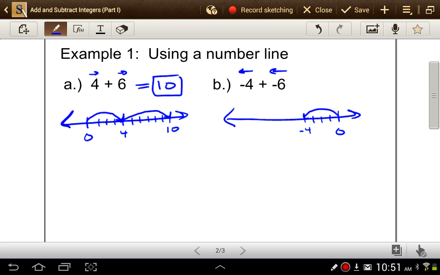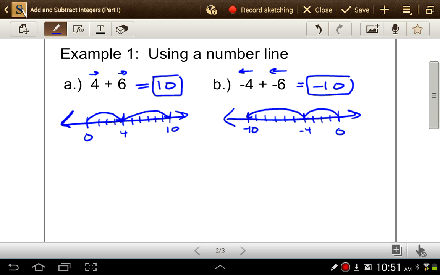For A, they're going to the right because they're positive. For B, they're going to the left because they're negative. It tells me which direction I'm going. So in B, I already went negative 4, so now I'm going 6 more spots to the left. 6, 7, 8, 9, 10. And that is where I get my answer, and that's why my answer is negative 10.